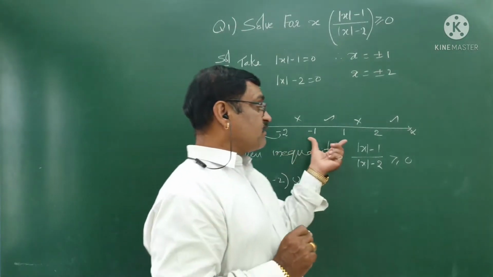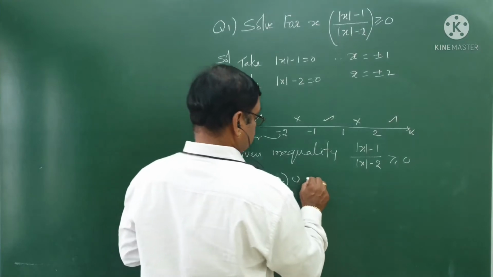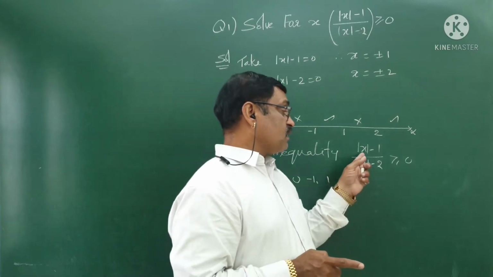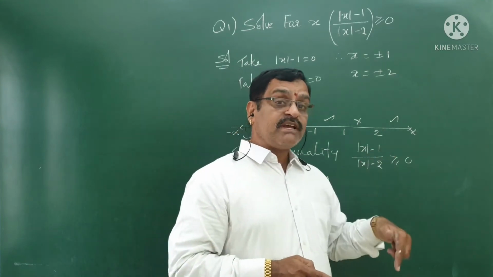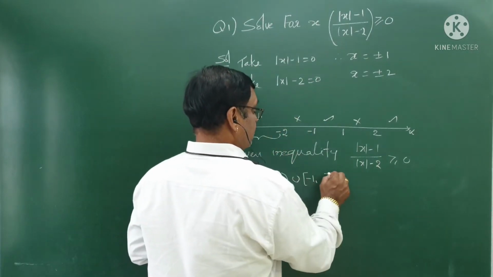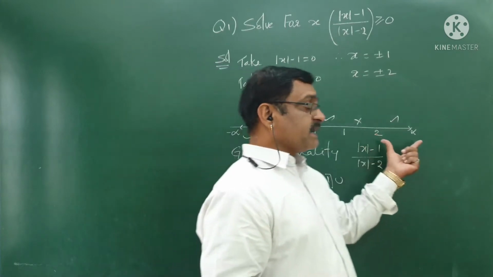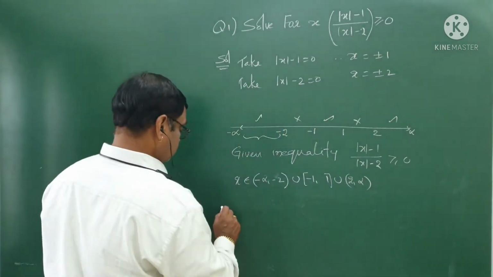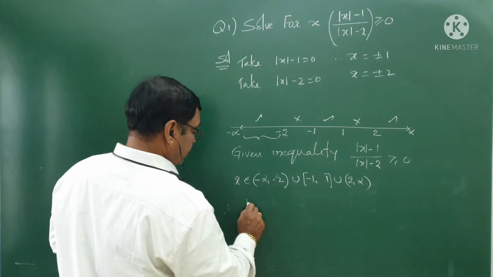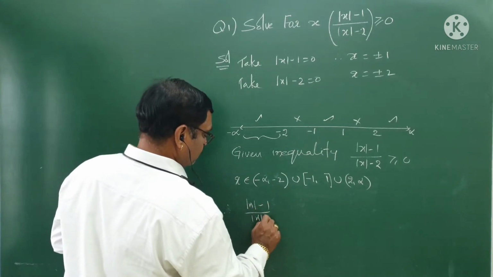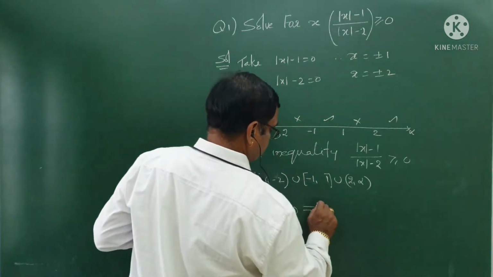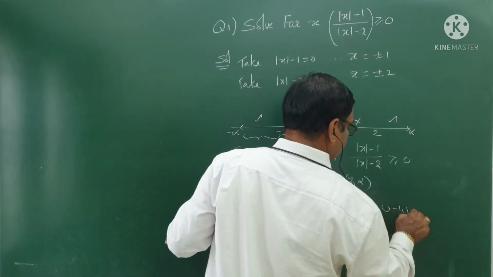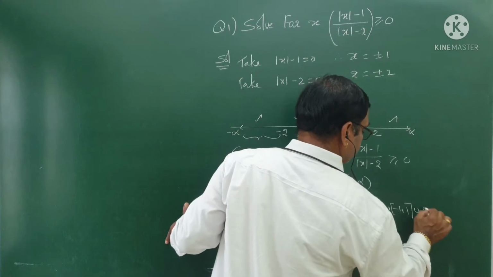Union, next, minus 1 to 1. Now, can I include minus 1 and plus 1? Yes, I can include. Why? Because when I put minus 1, mod of minus 1 minus 1 is 0. 0 by anything is 0. Therefore, I can take it. As usual, I can take 1 also. Same case in the case of 2 to infinity. Therefore, mod x minus 1 by mod x minus 2 is more than or equal to 0 implies x belongs to minus infinity to minus 2, union minus 1 to 1, union 2 to infinity.